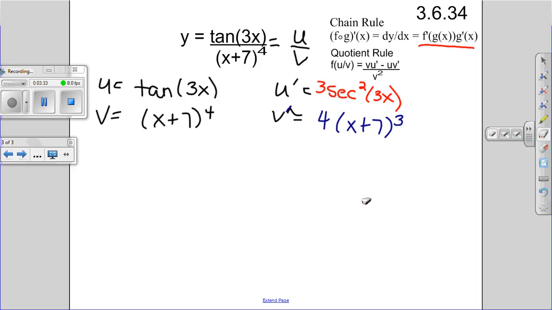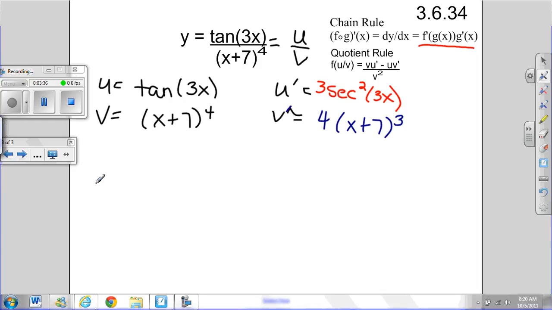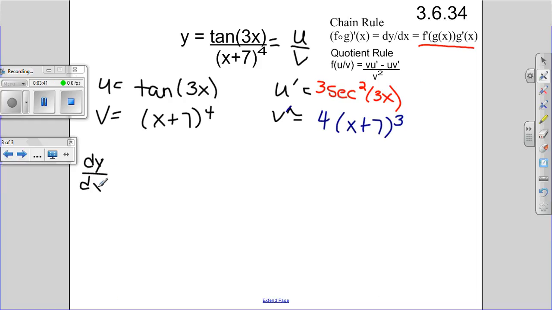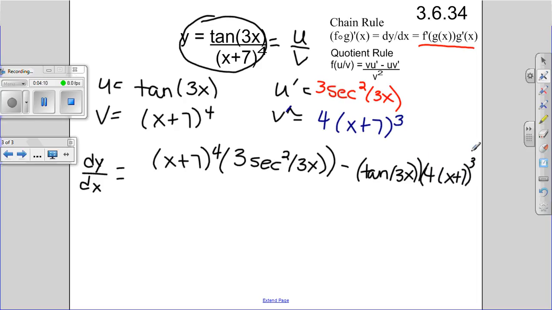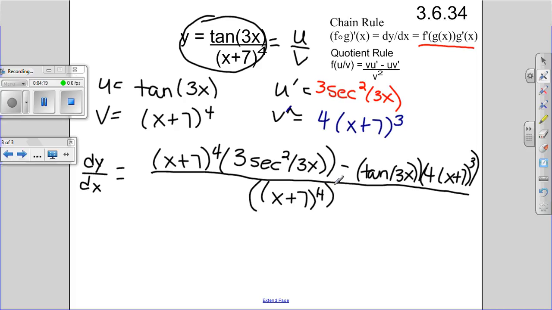Okay, so now we have everything that we need to use the quotient rule. So the quotient rule tells us dy dx of our original function up here is going to be equal to v, which is (x plus 7) to the fourth, times u prime, which is 3 secant squared 3x, minus u, which is tangent 3x, times v prime, which is 4 (x plus 7) to the third, all over v squared, which is (x plus 7) to the fourth squared.